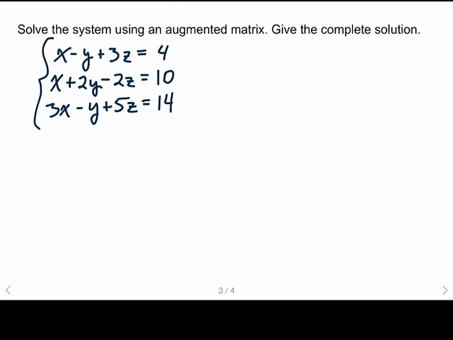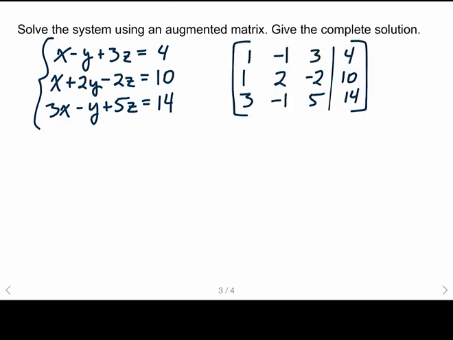Next, the system we're going to solve using an augmented matrix is x minus y plus 3z equals 4, x plus 2y minus 2z equals 10, and 3x minus y plus 5z equals 14. I want you to pause the video and write the augmented matrix that represents this system. I've got 1, negative 1, 3, 4, 1, 2, negative 2, 10, 3, negative 1, 5, 14, with that vertical line before the last column.